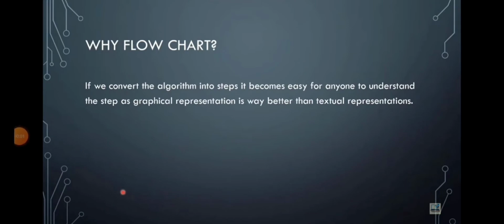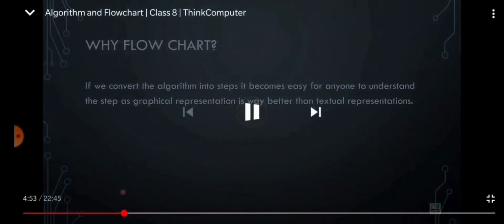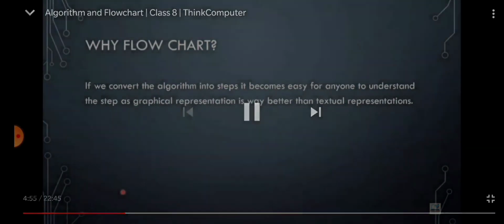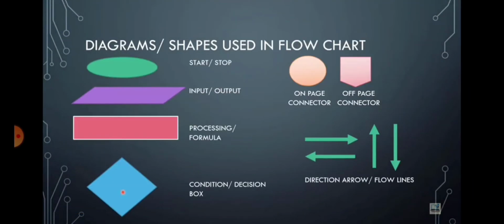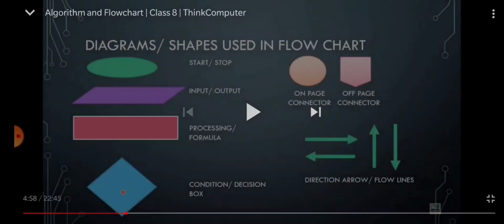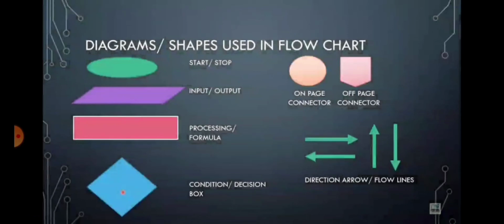Flowchart symbols. In the flowchart technique, each step is represented by drawing a specific geometrical symbol. These flowchart symbols are connected by the flow lines to show the sequence of steps. Here is a set of symbols that are used in drawing a flowchart. As you can see here, there are total 7 symbols which are used in flowchart.